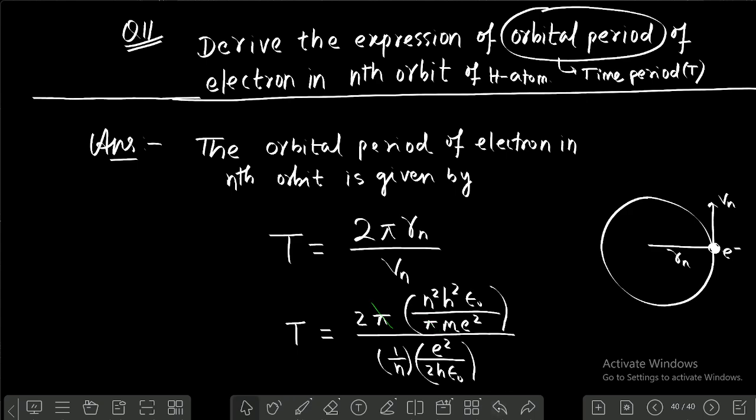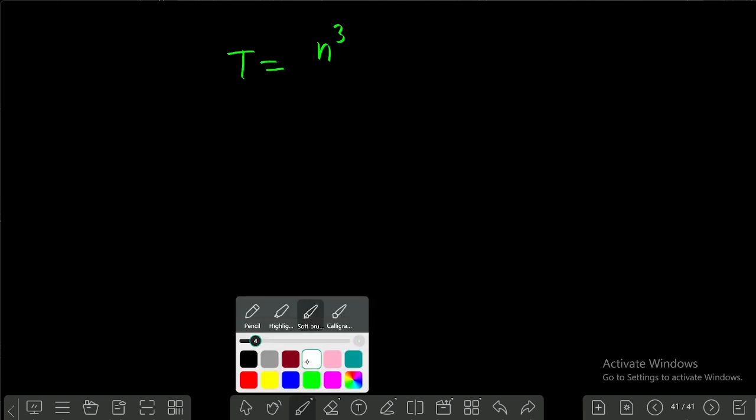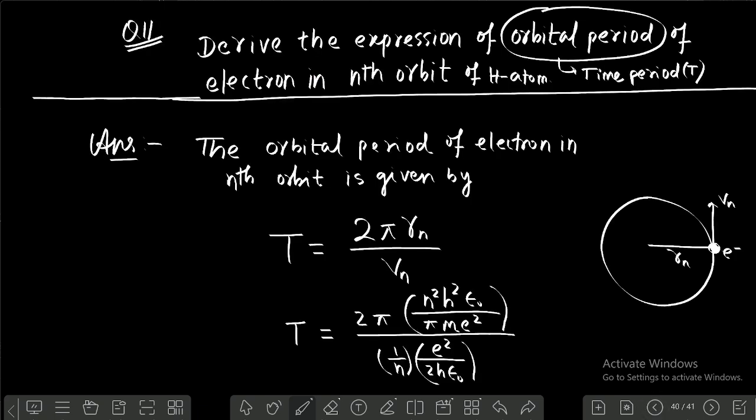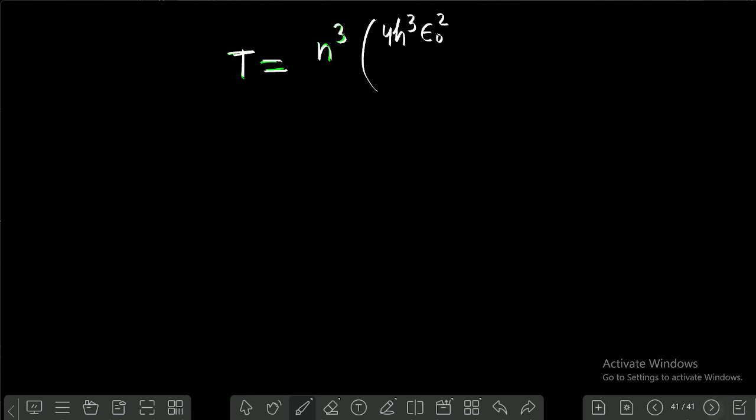If the cancellation you do, you check. All of you, T equal to n square, n cube. N square will become n cube. T equal to n cube into 4h cube epsilon naught square. Check here, 2 into 2, 4. H cube epsilon naught square divided by me fourth. So this is your time period. You check once.